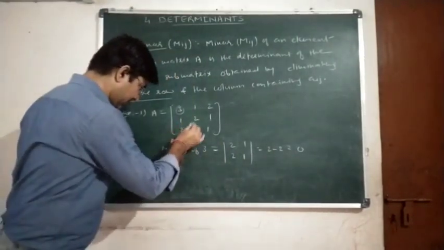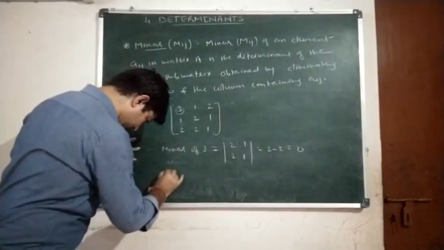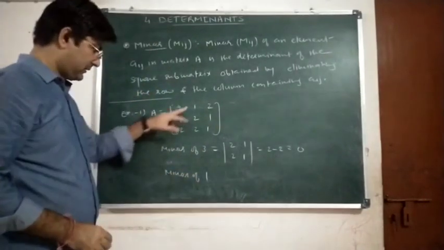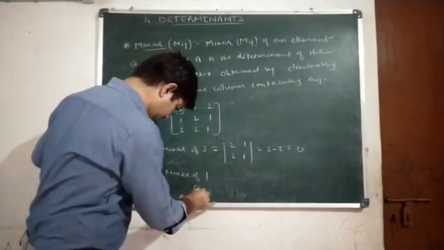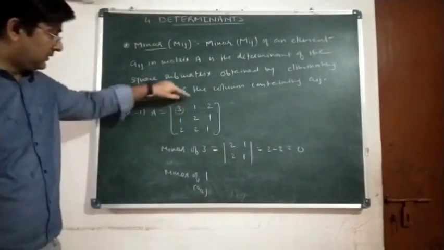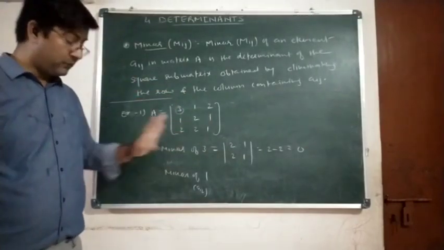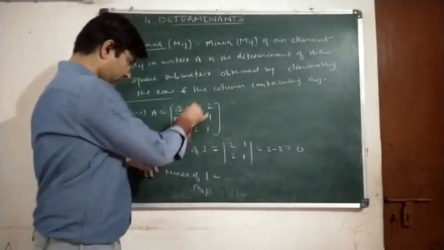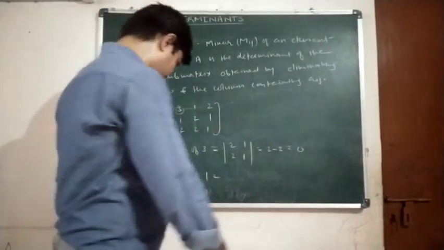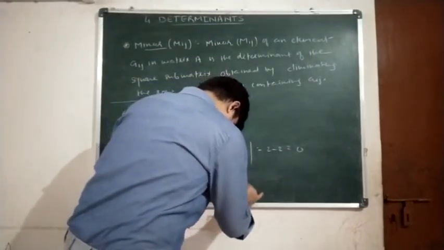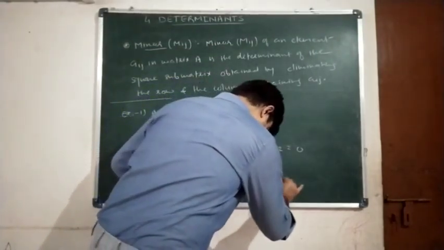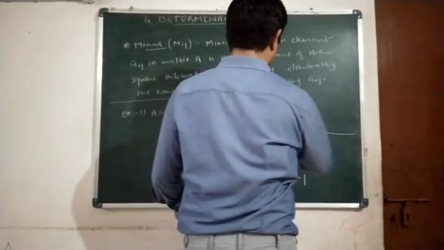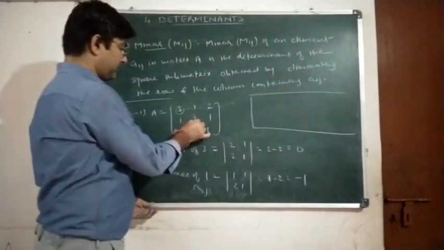Similarly, we can find out the minor for the element 1. Minor of 1, this one. Yes or no? Which is the A12 element, because here 1 has occurred 4 times. So this is A12. So how will you obtain it? You will eliminate the column and the row. So 1, 1, 2, 1. You can calculate the minor of these two.